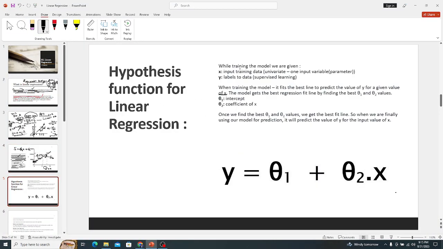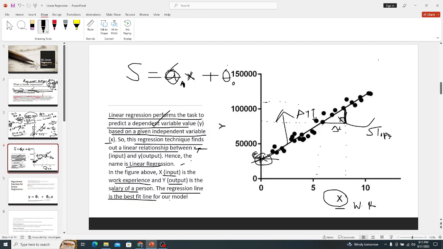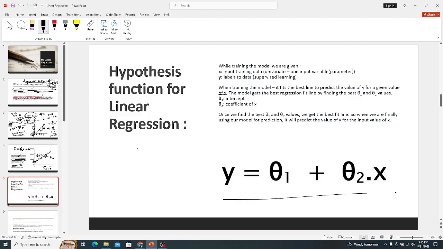So definitely whatever we've said here, whatever I've explained up here: we have x, which is the input data. We have y, which is our output. Yes, and then we have our y-intercept and the coefficient of x, or the slope. Basically, this is the summary we are getting here.